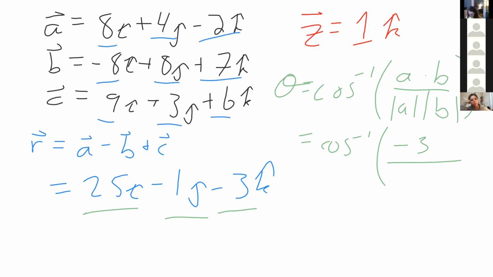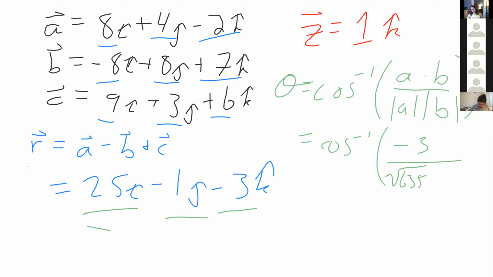And then on the bottom, we need the magnitude of A, which here is the R vector. So the magnitude of that would be the square root of 25 squared plus -1 squared plus -3 squared. So 25 squared is 525, right? Oh, no, 625. I knew that. So that's 625 plus 1 plus 9. So that would be square root of 635. Not super important. You'll all have different numbers.